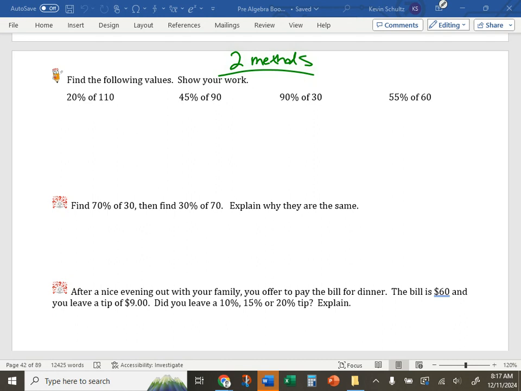Find 70% of 30. Then find 30% of 70. Explain why they're the same. You'll find that 70% of 30 and 30% of 70 are the same value. Why? Why does that make any sense?